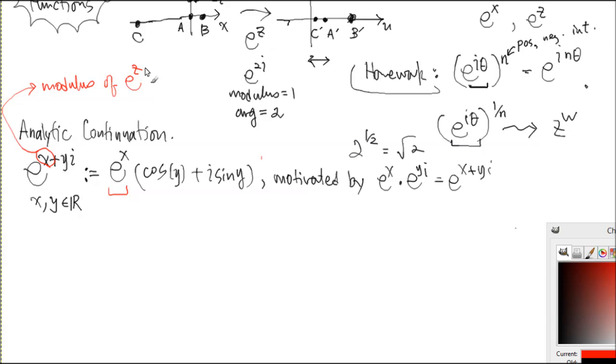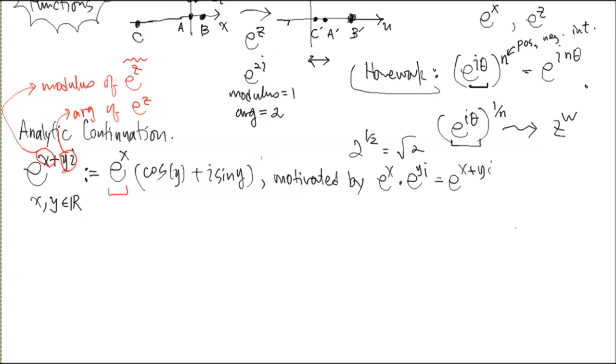Does that make sense? If you look at the y part in here, the imaginary part of z, how is that contributing? That is contributing to the argument of e to the z. That's not the conjugate. Does that make sense? Okay, that's what that is.